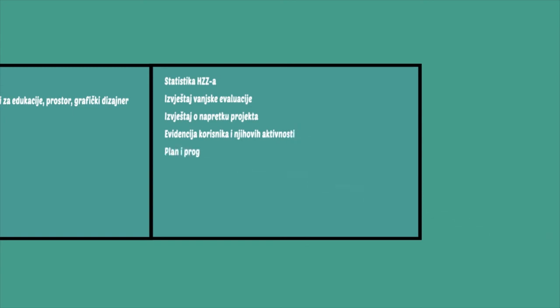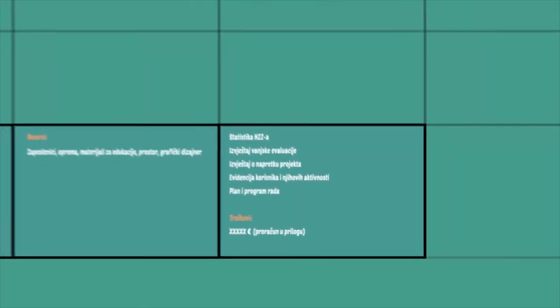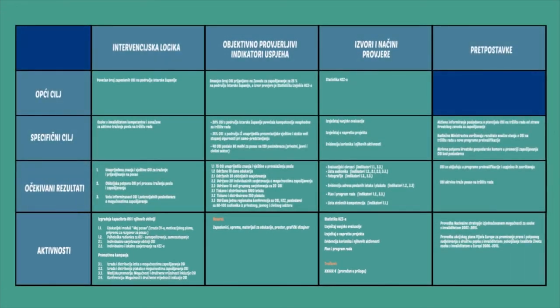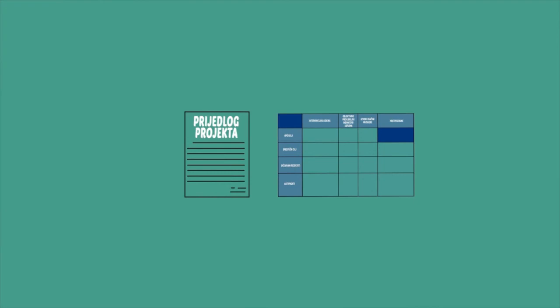Following our example, necessary resources are employees, equipment, educational materials, space, and a graphic designer. Our information sources are statistics from the Croatian Employment Office, reports on external evaluation, reports on project progress, a list of users and their activities, and work programs and agendas. The total value of the project is written under an expenses section, followed by an additional attachment with a detailed budget. Thus, we have finished creating the log frame and may proceed to writing the project proposal.